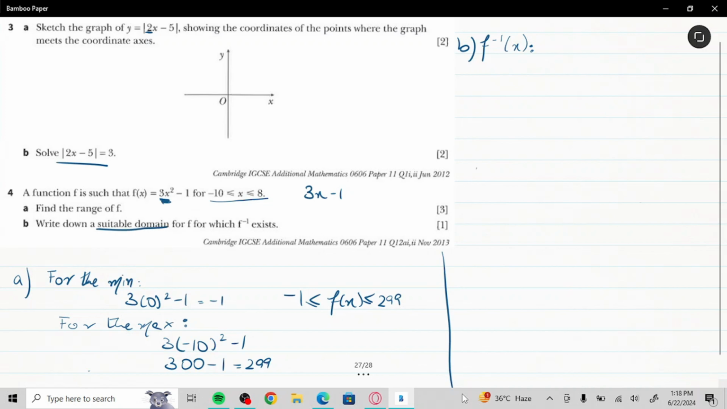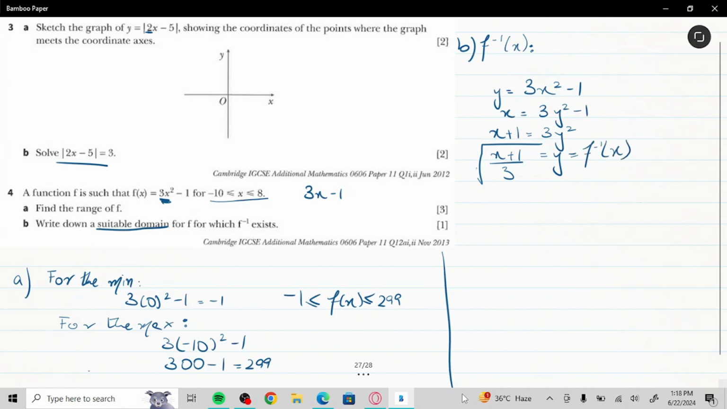So, what was the first step? Assign y equals f inverse of x, and write the equation y equals 3x squared minus 1. Then step 2 is to change the x and y values, giving x equals 3y squared minus 1, and then make y the subject. So x plus 1 equals 3y squared, and the square root of (x plus 1) divided by 3 equals y.